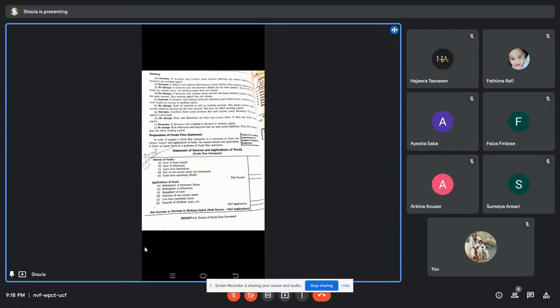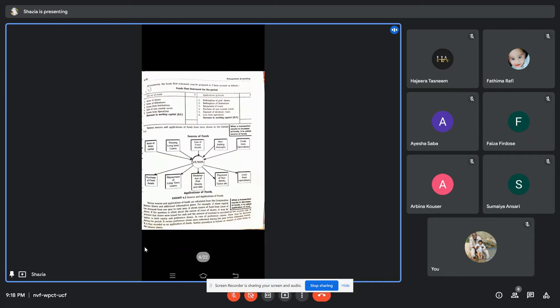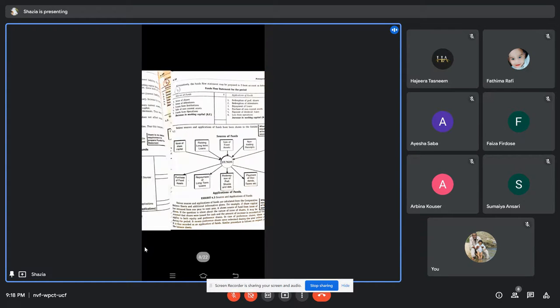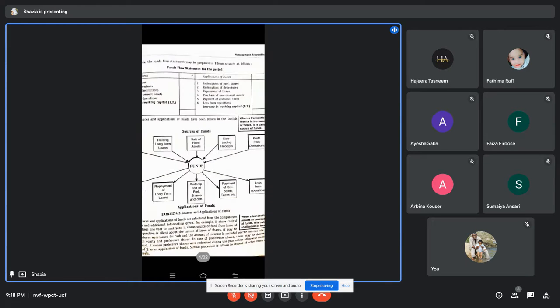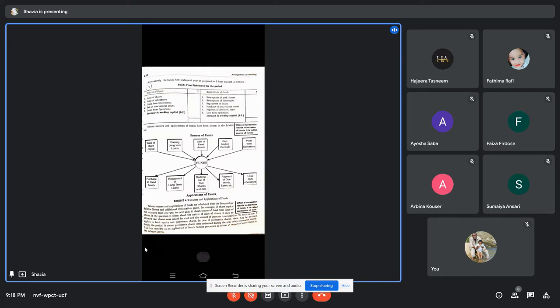This is one method. An alternative method is this. They have mentioned at the top that the funds flow statement may be prepared in T form also, that is table form. Apart from the horizontal way, we can also prepare it in vertical form, that is T form, the table form.